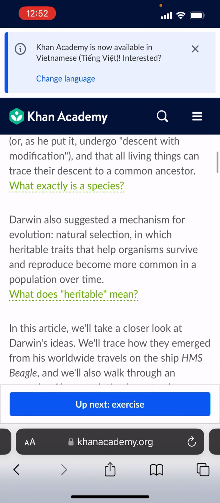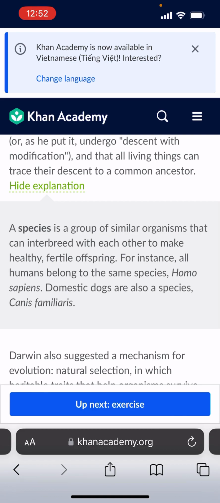A species is a group of similar organisms that can interbreed with each other to make healthy, fertile offspring. For instance, all humans belong to the same species, Homo sapiens. Domestic dogs are also a species, Canis familiaris.